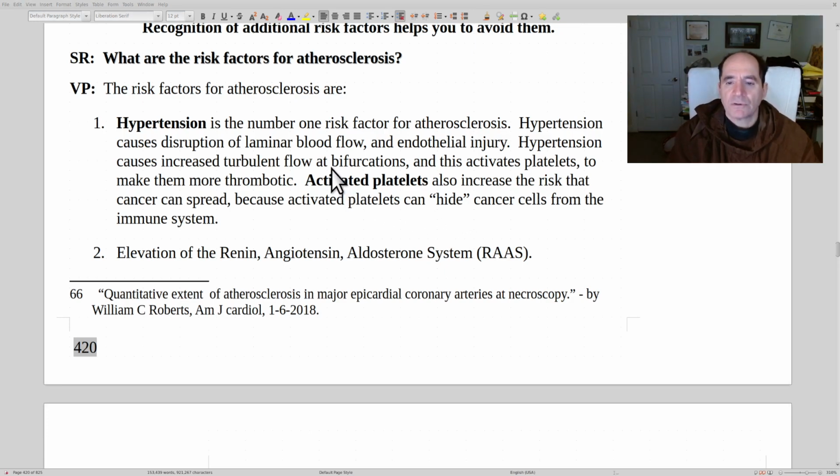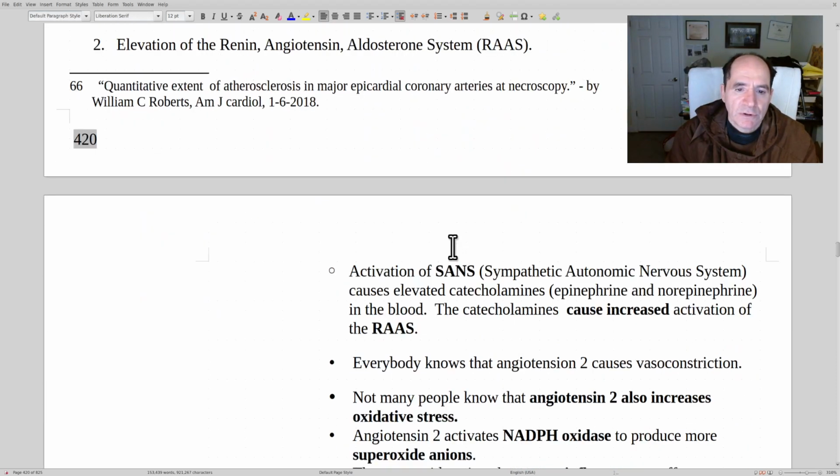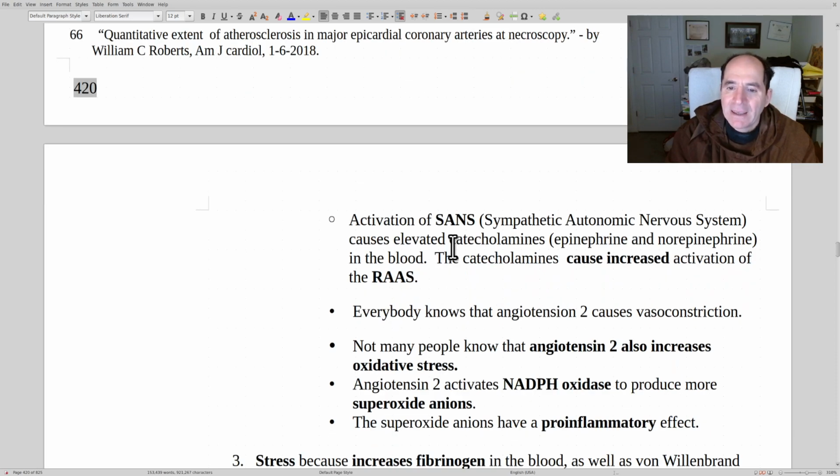And hypertension will also cause lots of turbulent blood flow at bifurcations, and that causes activation of platelets. Activated platelets are more prone to clotting. Activated platelets also can increase the risk of metastatic cancer because they can hide the cancer cells. The platelets will all engulf the cancer cell and they'll hide it from the immune system until it lands somewhere else. Okay. Psychological stress equivalents like sleep deprivation, corticosteroid medications, caffeine will all increase the tendency of blood to clot.